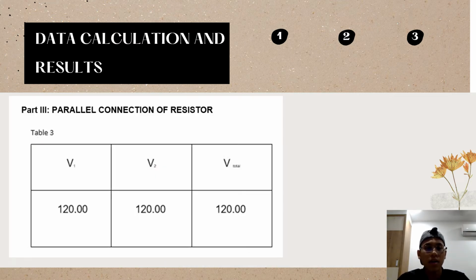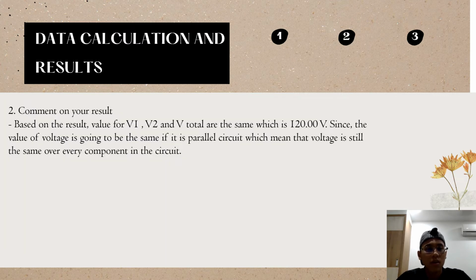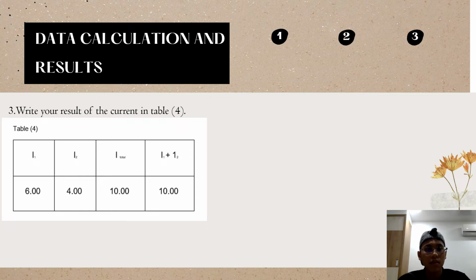For part 3, parallel connection of resistor. So, based on the result, value for V1, V2 and V total are the same, which is 120 volt. Since the value of voltage is going to be the same if it is parallel circuit, which means that the voltage is still the same over every component in the circuit. And here is the data calculation and result for table 4.